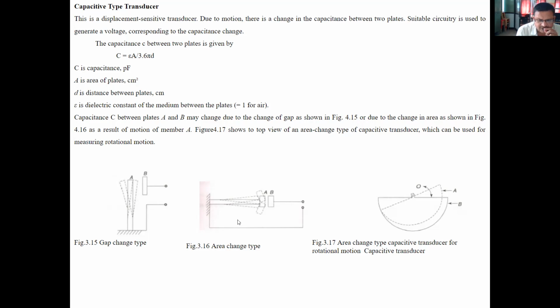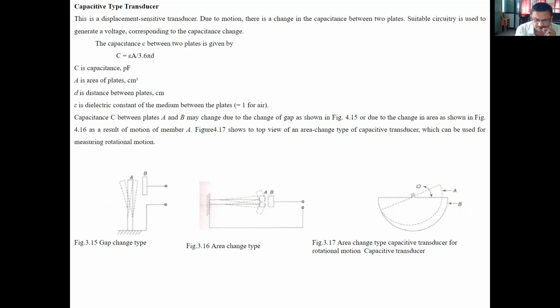The second figure is the area change type capacitive transducer. When the measured or the standard capacitor is acting as a cantilever beam, we can move it up and down. Because of this movement of the cantilever beam with capacitor up and down, there will be a change in capacitance between the two capacitors A and B. We are getting the output voltage.